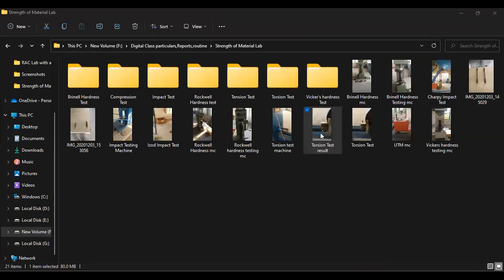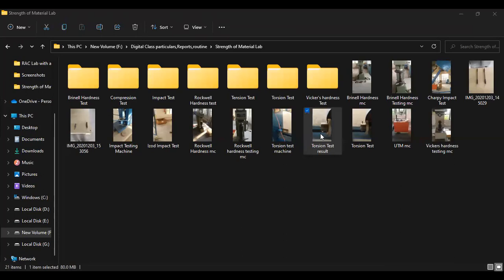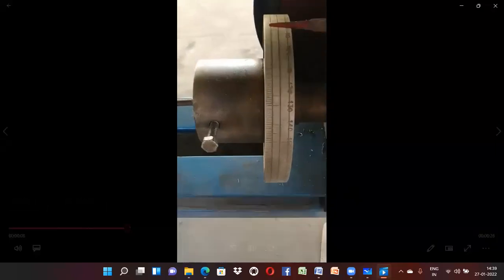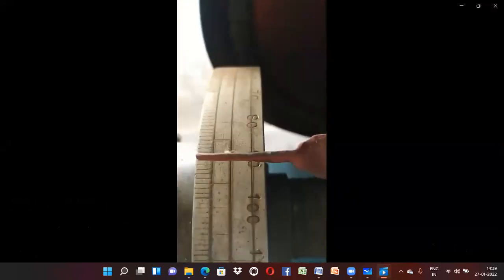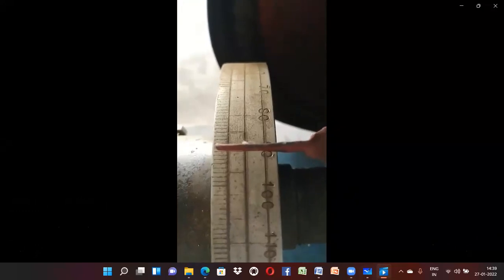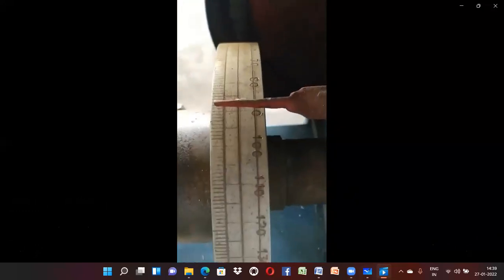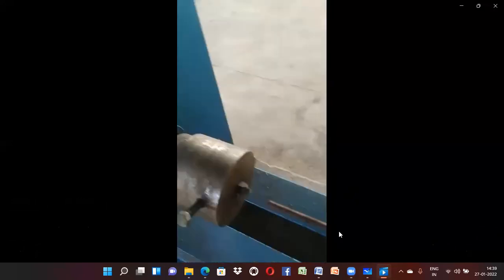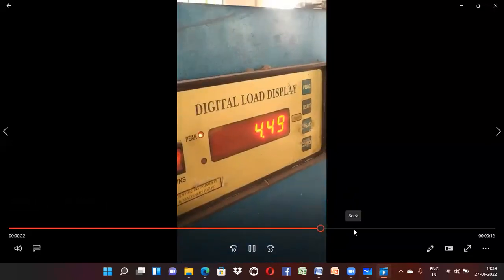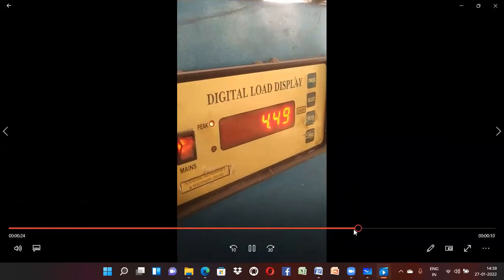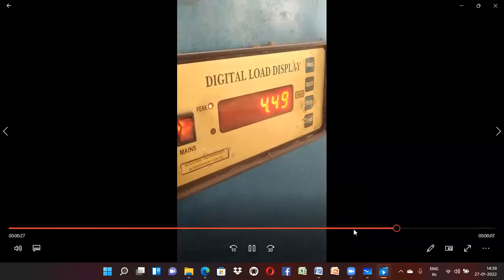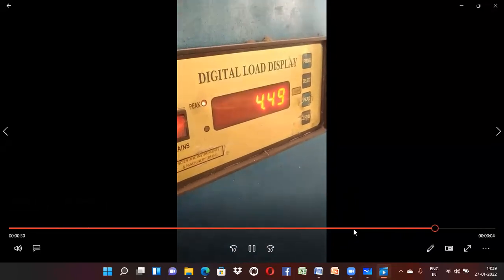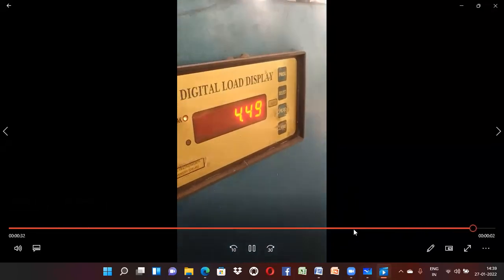The job is now broken due to the rotation of three complete rotations, 360 into 3 plus around 90 degrees, and the torque required for breakage of this workpiece is given as 4.49 kg meter, which is showing the peak torque of the workpiece. Thus, the operation is complete.